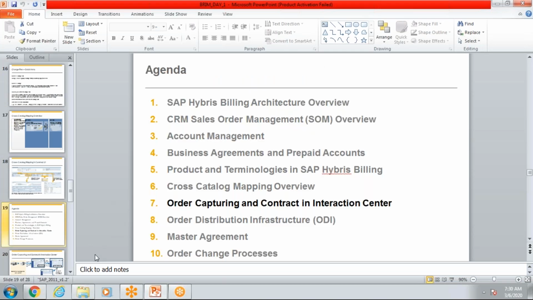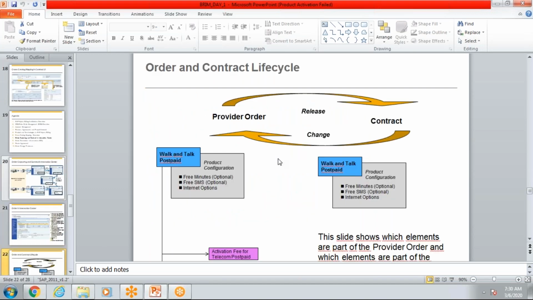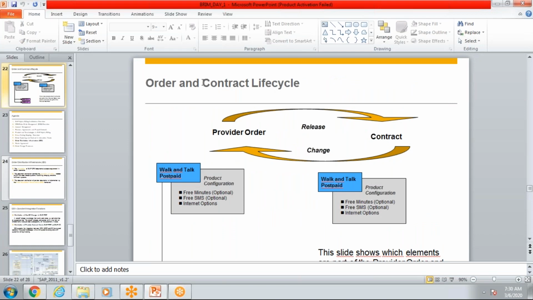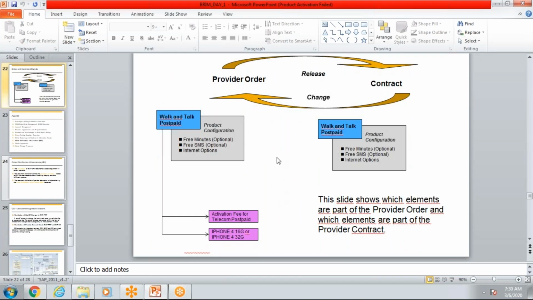Okay. Next. Order and contract lifecycle. Earlier we have seen the sales package, right? That is the combination of the rate plan, the physical product, that is the phone or it may be the router, as well as the activation product, like activation of the SIM card, or it may be the service technician coming to the home and installing the router.